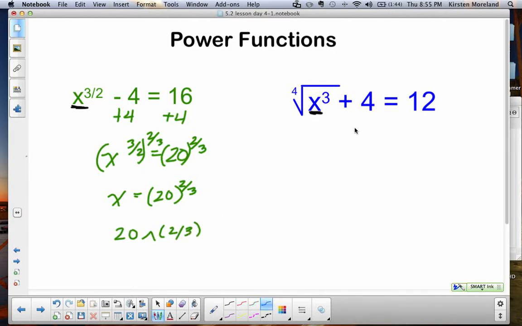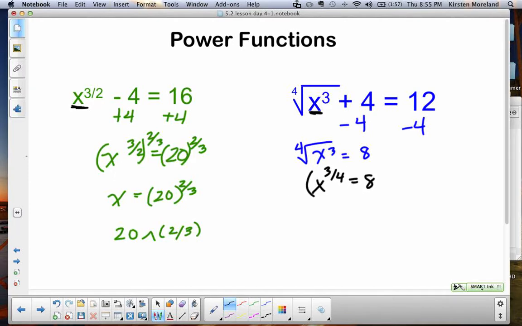This other one is also a power function. I like the number 4 because x is our base. So we're going to undo it by subtracting 4. And I get the 4th root of x to the 3rd equals 8. I'm going to rewrite this as x to the 3/4 equals 8.